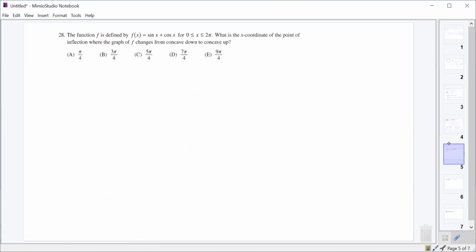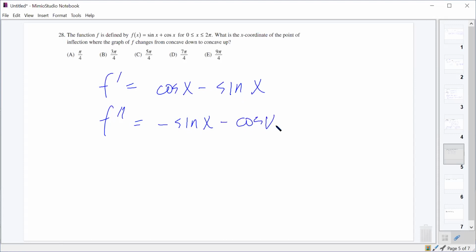And then 28, let's see, the function is sine plus cosine. We want the point of inflection where it changes from concave down to concave up. So we'll take our derivative. f prime is cosine x minus sine x. Then we'll take our second derivative for concavity, negative sine x minus cosine x, and set that equal to 0.